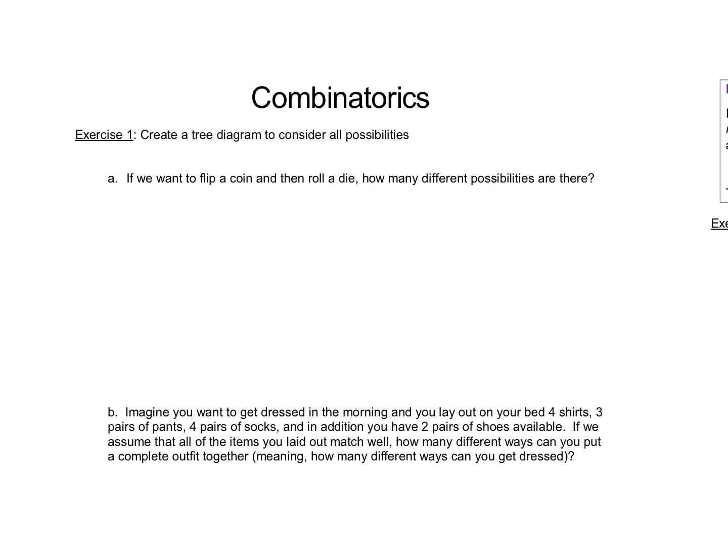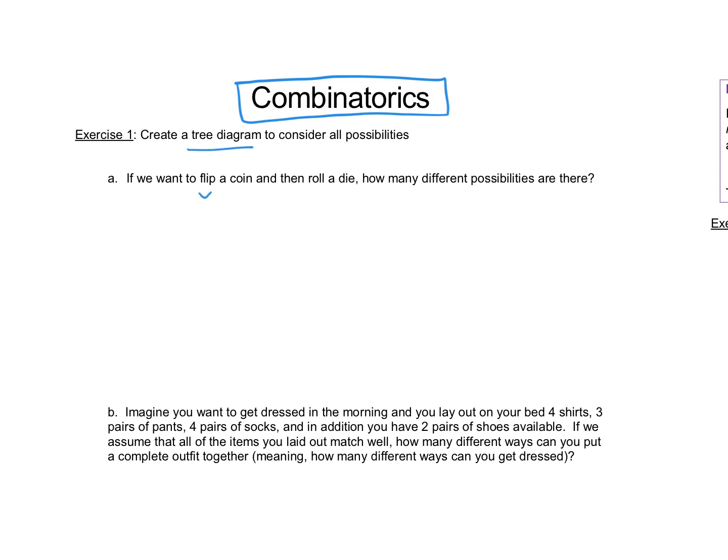All right, in this activity, we're going to explore combinatorics, which is really just looking at a bunch of different ways of counting. So, in exercise one, we're going to start by creating a tree diagram. And a tree diagram is just a way of listing or showing all the different possibilities.